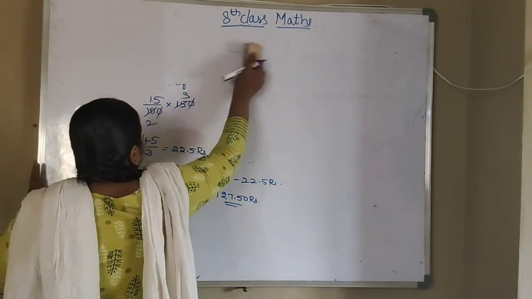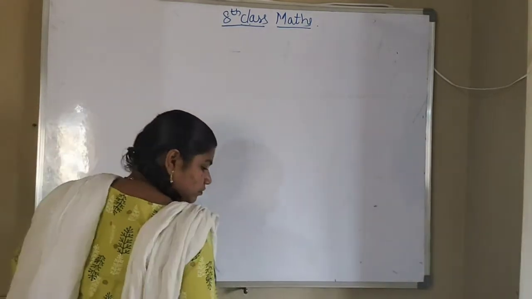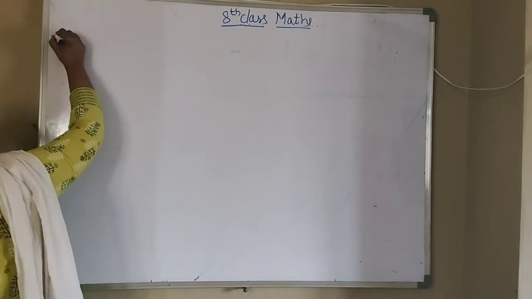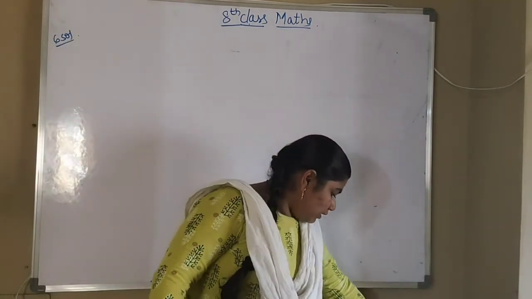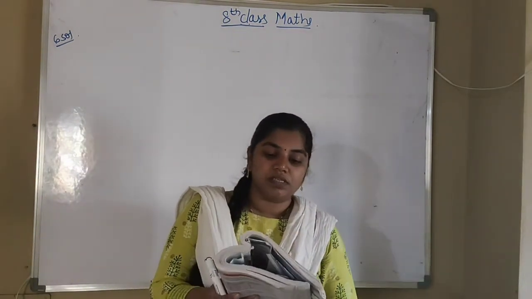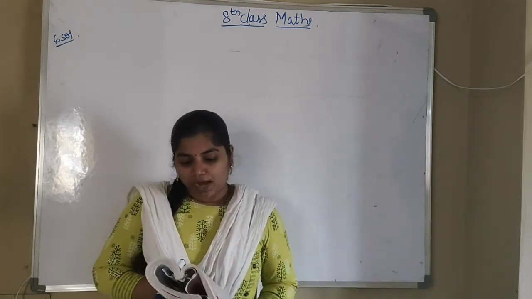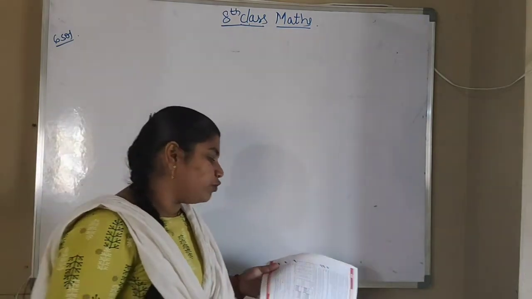Now, sixth one. What is the sixth question? The market price of a gift item is 176 rupees and it is sold for 165. Find the discount percentage. So what we have to find? We have to find the discount percentage.